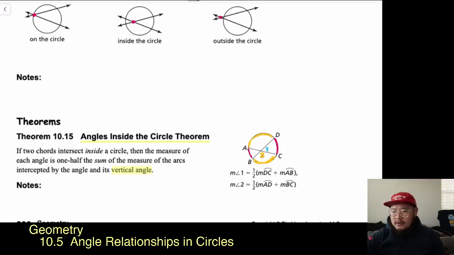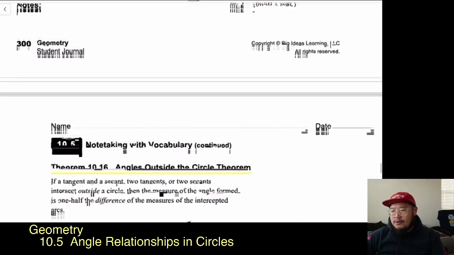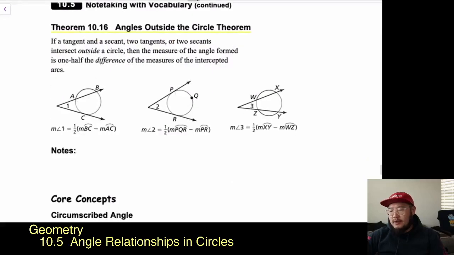Moving along. So here we have theorem 10.16, the outside the circle theorem. If a tangent and a secant, two tangents, or two secants intersect outside a circle, then the measure of the angle formed is 1/2 the difference of the measures of the intercepted arcs. Here's the big thing that I want you guys to realize: in these 3 examples, they're all fairly similar.